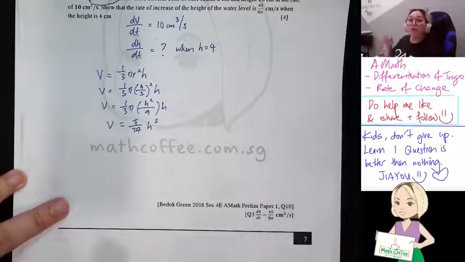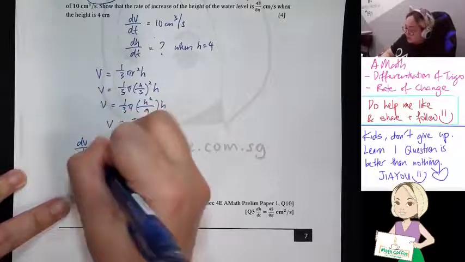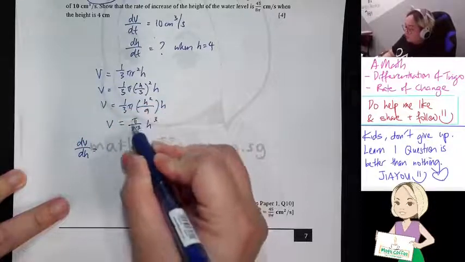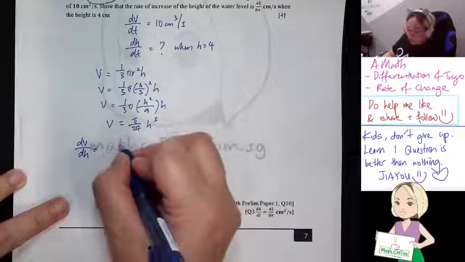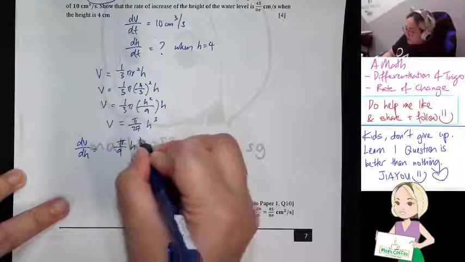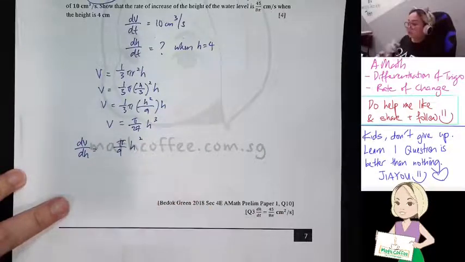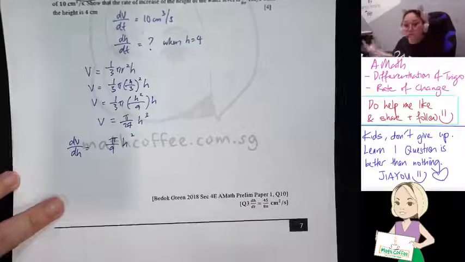So now you can do dV/dH, which is easy. Power bring down. So 3 times 1 over 27 actually gives me 1 over 9. So it becomes pi over 9 H squared. This becomes my dV/dH. Now I can form my connected rate.